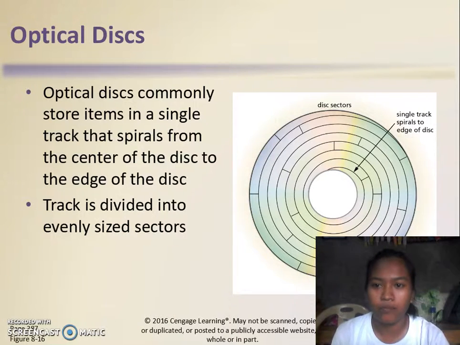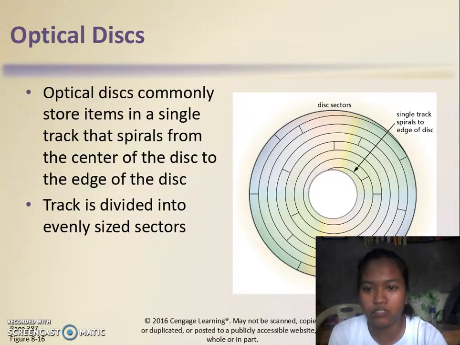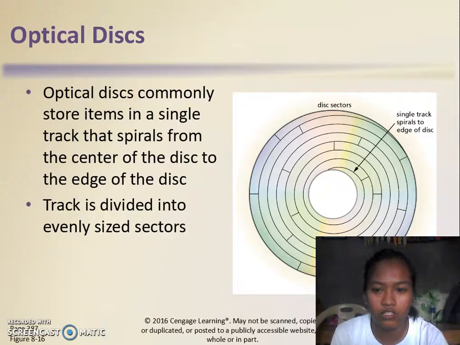Optical disk. Optical disks commonly store items in a single track that spirals from the center of the disk to the edge of the disk. Track is divided into evenly sized sectors.